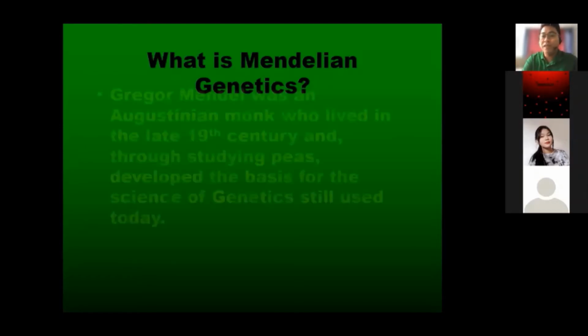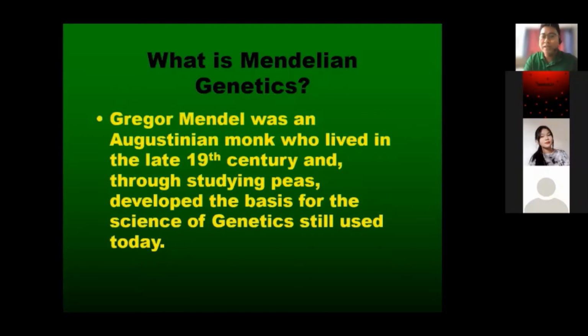Ayan. So punta na tayo with Mendelian genetics. So Gregor Mendel was an Augustinian monk. Monk pala siya who lived in the late 19th century and through studying peas, developed the basis of the science of genetics still used today. So wala pa ring bagong paraan o pamamaraan to discover the science of genetics, but still it is still being used, what Gregor Mendel has discovered.